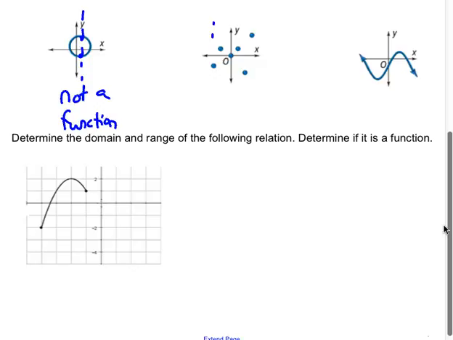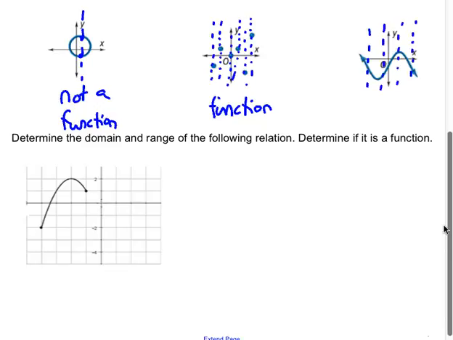This one, if you look, no matter where I draw the vertical lines, it never touches more than once, no matter where I put the vertical line. So that one is actually a function. And same thing here. Doesn't matter where I draw that vertical line, it's only ever touching once. Therefore, this is going to be a function.